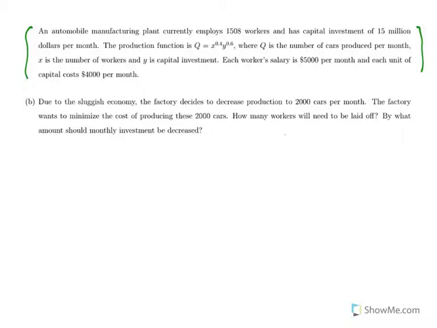This is our maximizing, minimizing question. We are trying to minimize the cost of producing the 2,000 cars. It's not just minimize cost in general. We have a constraint, and the constraint is we want to have 2,000 cars produced. So let's think about what our objective function is and what our constraint equation is.